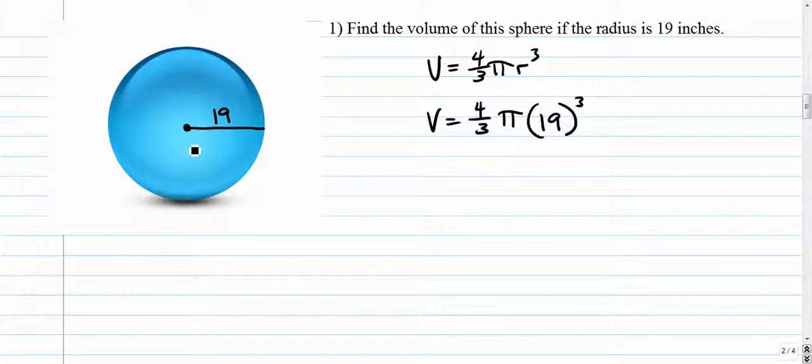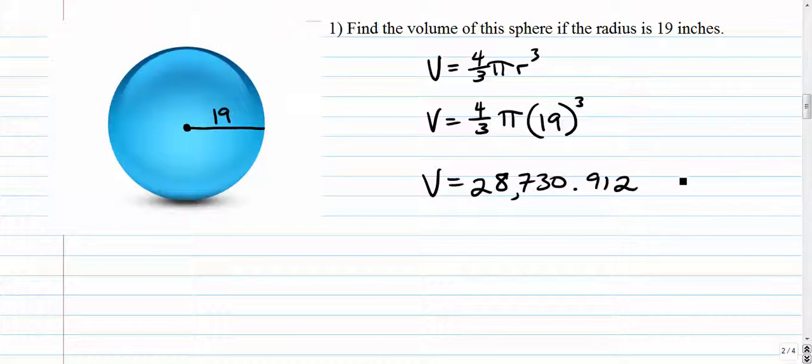So let's see, we got to go to our calculators here. Pretty big number, 28,730. And volume again is a cubic measurement, and what that means is if you were to fill this up with air or water, that's how much stuff would go inside of the sphere. Remember, volume is talking about how much space is inside our 3D solid.